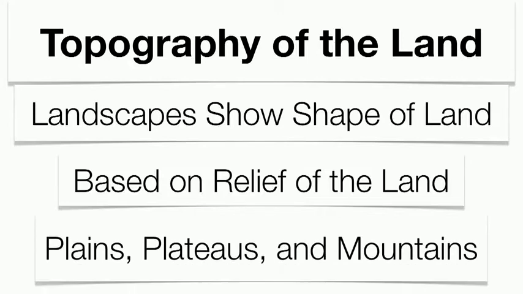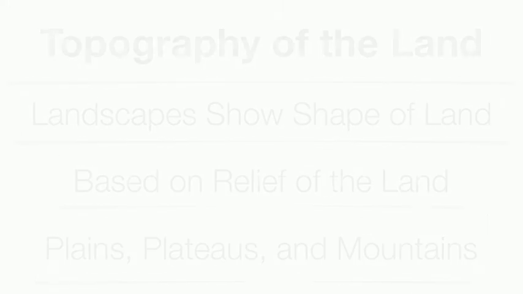Now we have three basic landscapes. We have plains, plateaus, and mountains. Now they're all categorized solely really by the relief, the difference in elevation. Plains have the lowest relief, plateaus have middle relief, and mountains have the highest. Really all relief is the difference between highest and lowest elevation of a specific landscape.